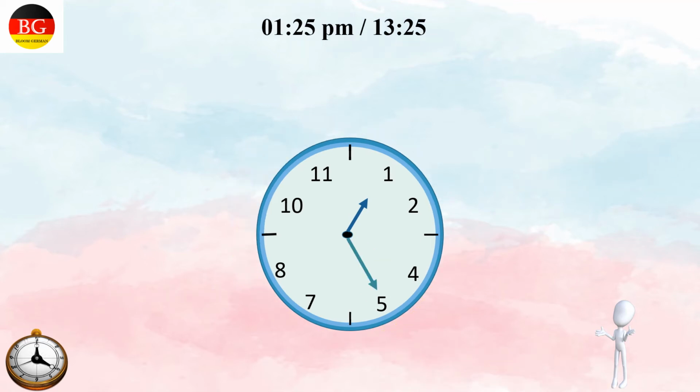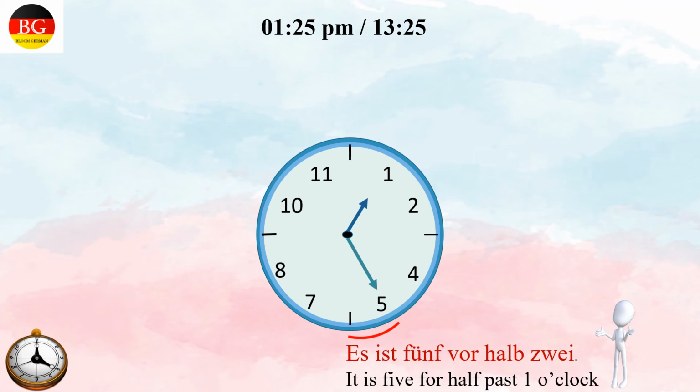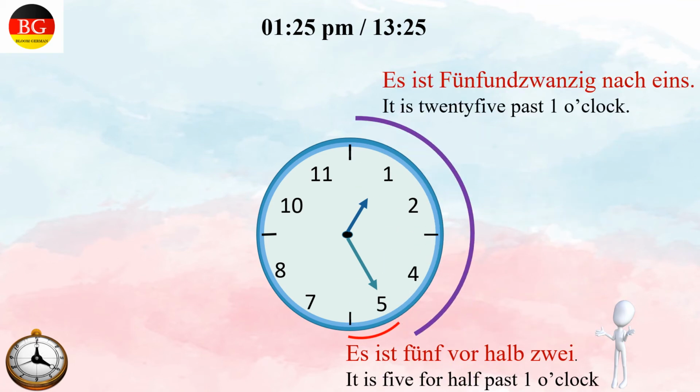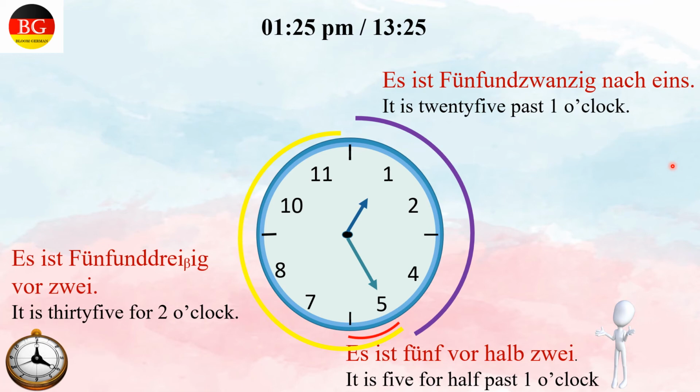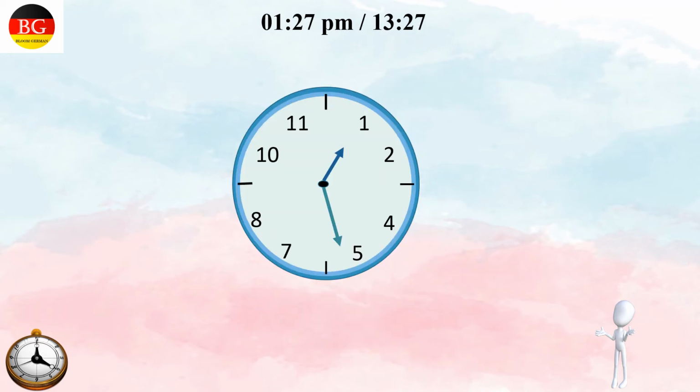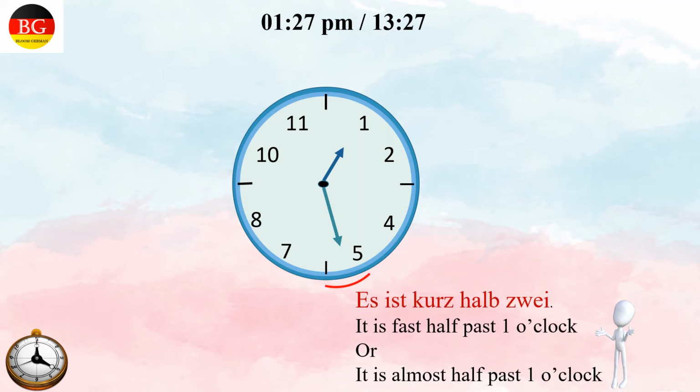So, wie spät ist es? Es ist 1:05. Okay? Another way, es ist 25 nach 1. 25 past 1 o'clock. One more way is es ist 35 vor 2. It is 35 to 2 o'clock. Wie spät ist es? Es ist kurz halb 2.